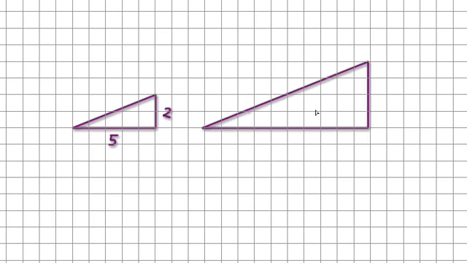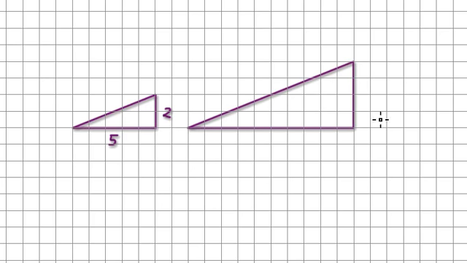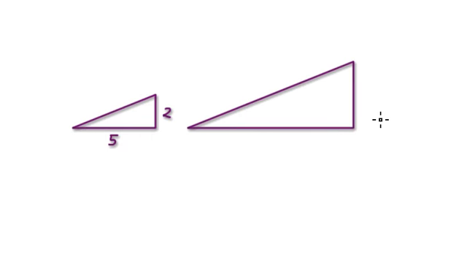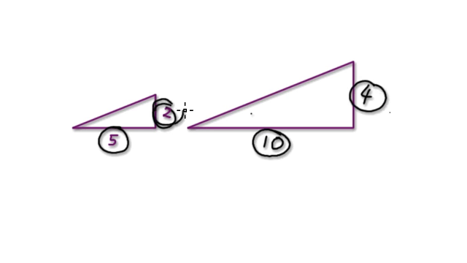Now you can see the height is 4, and the length here is 10. So you see the ratio of this to this is actually the same as the ratio of this to this, or you can say the ratio of this to this is the same as the ratio of this to this.